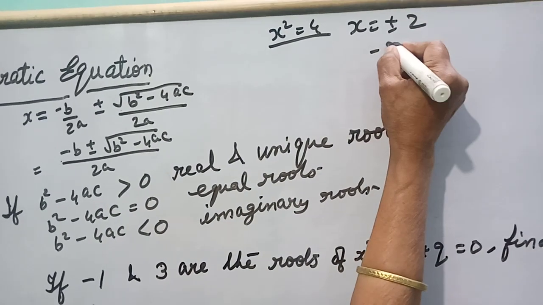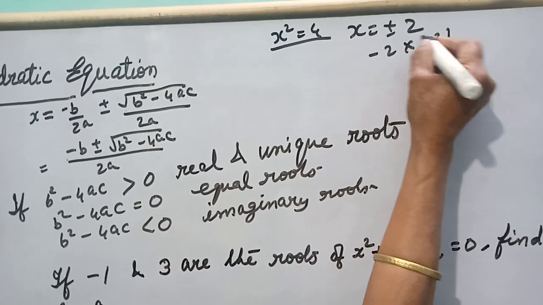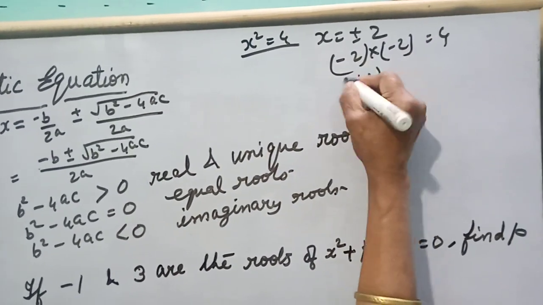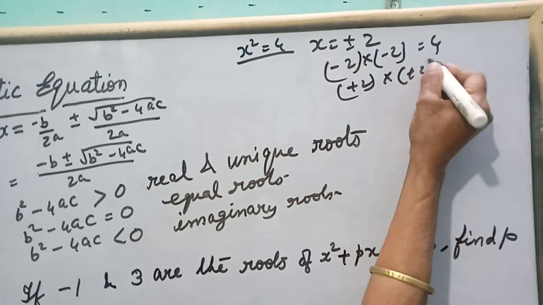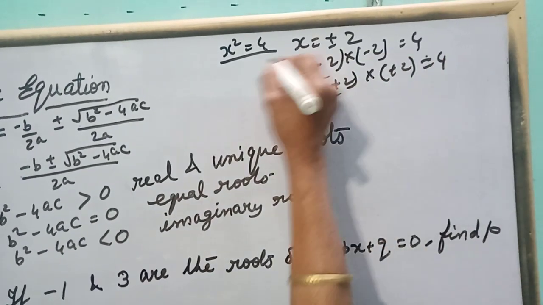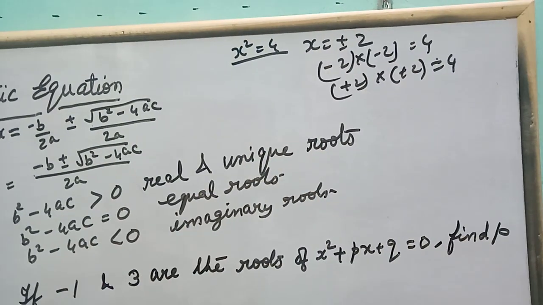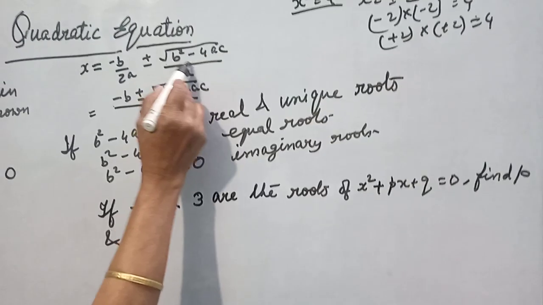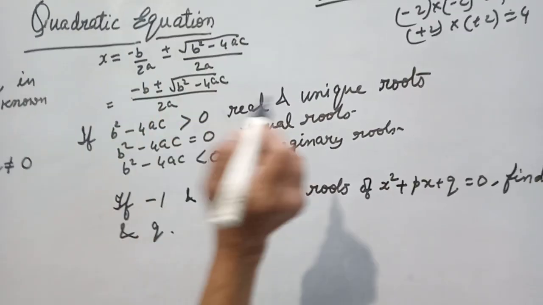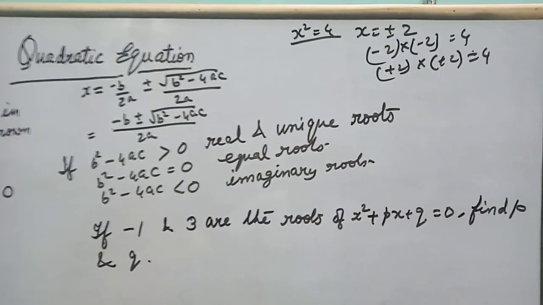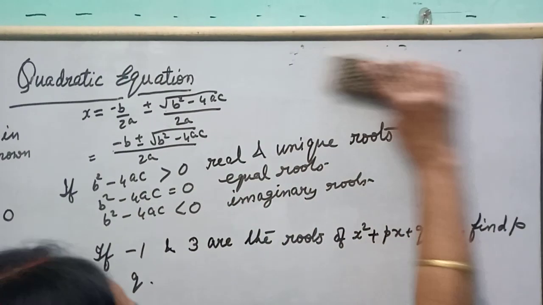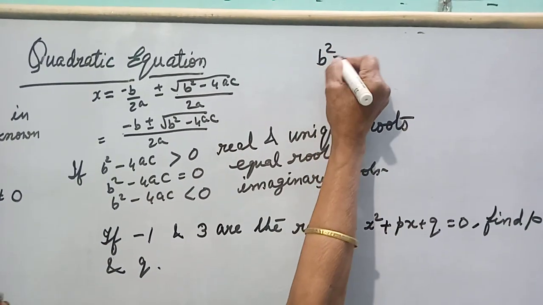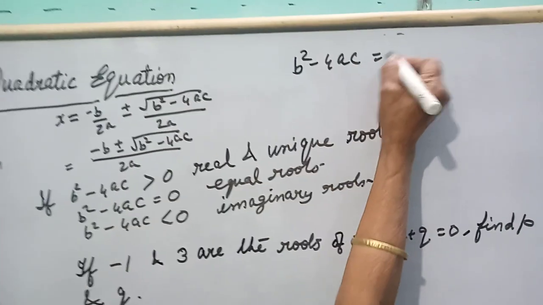Why? Because look, minus 2 into minus 2 is also 4 and plus 2 into plus 2 is also 4. So it is very essential that you write plus minus both the signs. So x equals minus b by 2a plus minus under root b square minus 4ac. This b square minus 4ac is known as discriminant, D.